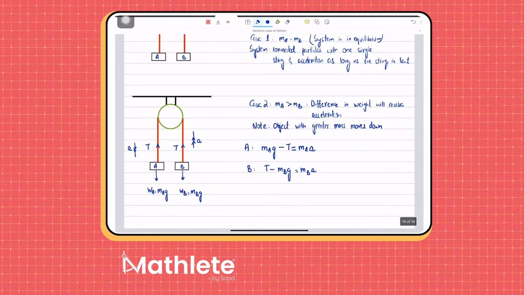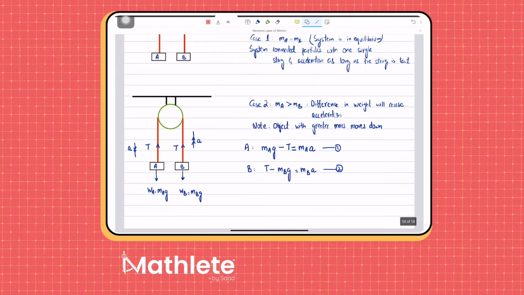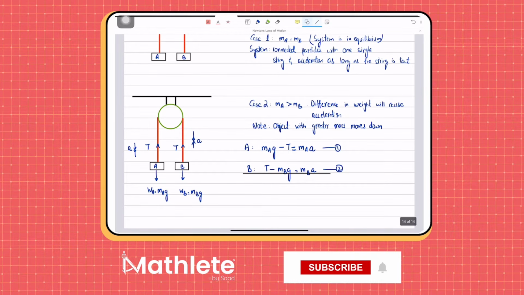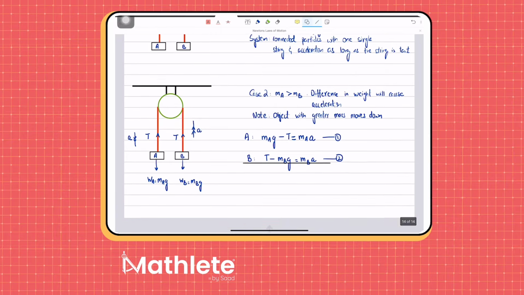Now this is your first equation, this is your second equation. What happens if I add the two equations? First, before you answer that question, tell me if you understand what I've done, or tell me if you have any questions so far. Sir, could you explain this part once again? Yeah, sure I can.